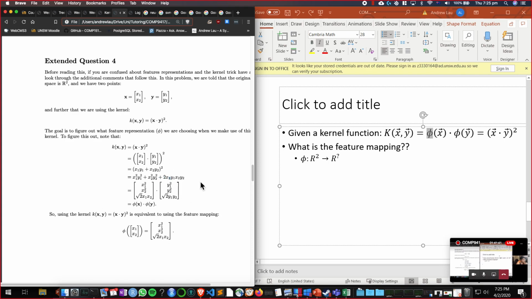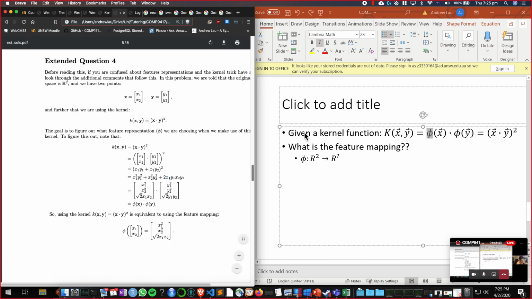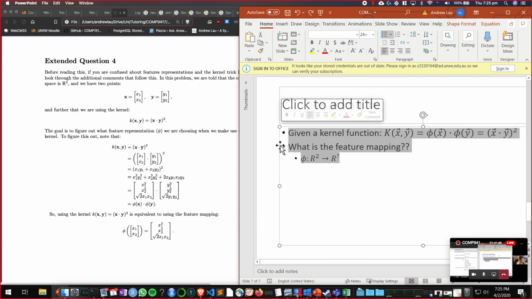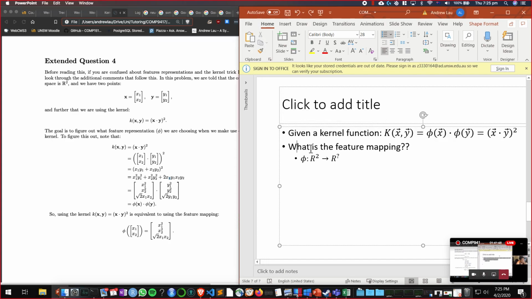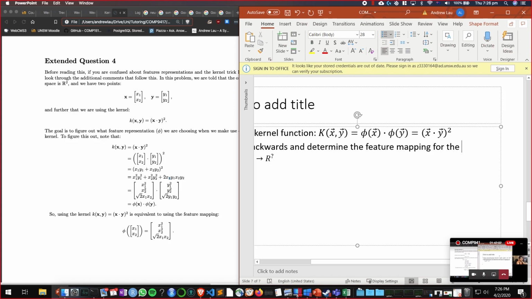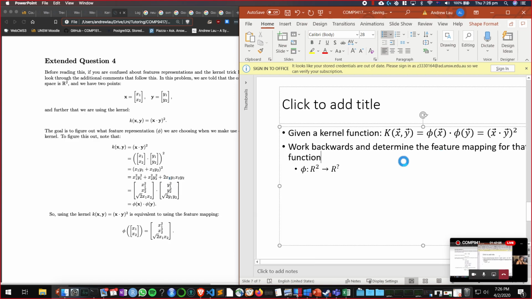I hope this makes sense, but I think the way to understand question 4 is: you're given a kernel function, you work backwards, and determine the feature mapping for that kernel function. Okay.